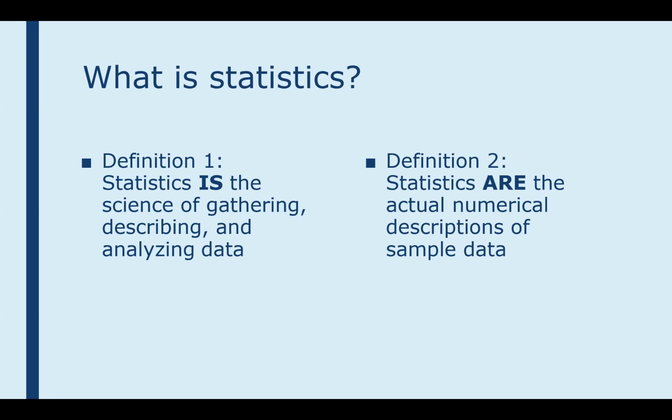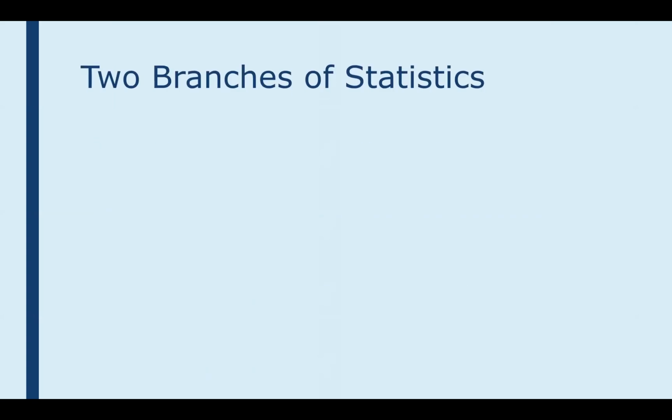And I want to focus a minute on this first definition, the idea of the overarching theme that it's collective, it's the whole process from beginning to end. And then we'll talk later about definition number 2. So we're going to focus on definition number 1 at the moment. So statistics is, when you think about it as your overarching theme, there are 2 broad categories of statistics. The first one is called descriptive statistics.